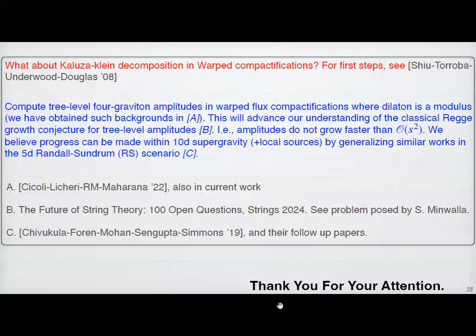There is a paper in the higher-dimensional scenario, at least 5D to 4D, where they have done this. I think it says that yes, this conjecture is true for warped compactification also, but that is RS. At least in the string theory setup, whether it can be there or not is good to check. So, yeah, I want to stop here.